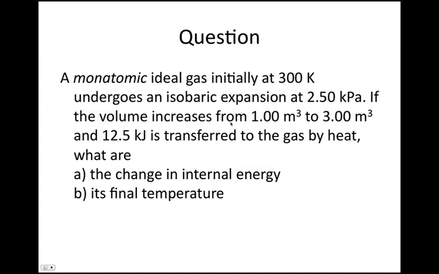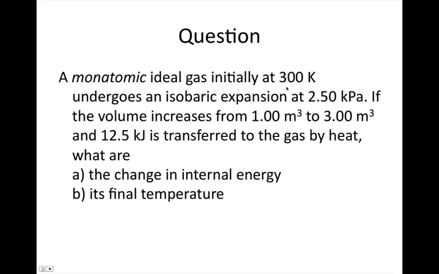Okay, a question. A monatomic ideal gas initially at 300 kelvins undergoes an isobaric expansion at 2.50 kilopascals. If the volume increases from 1 meter cubed to 3 meters cubed and 12.5 kilojoules is transferred to the gas by heat, what are A, the change in internal energy, and B, its final temperature? To answer this question, we should start by drawing a PV plot.